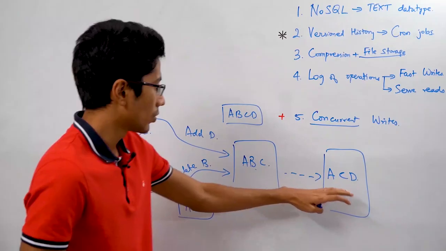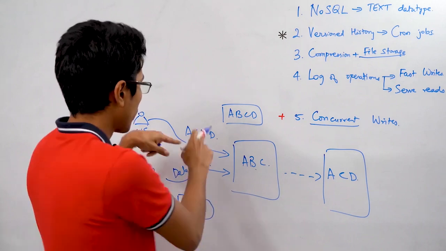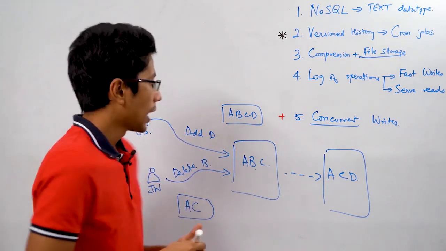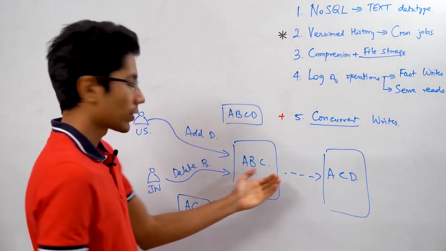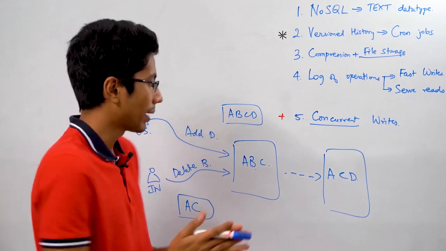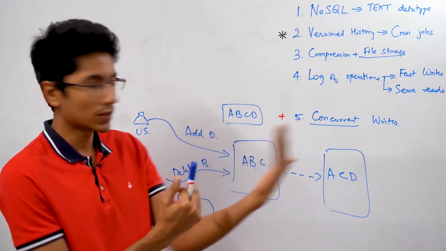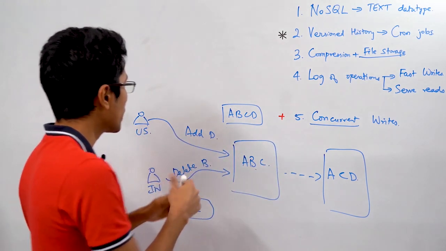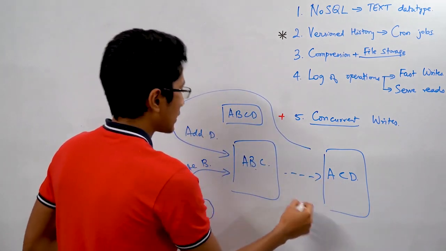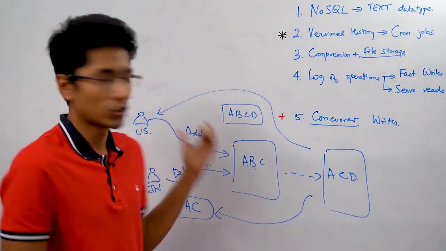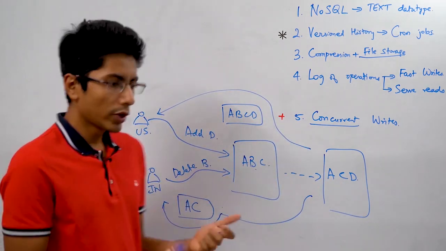But the problem is these operations might reach in any order, and you have to make sure that after a certain period of time, we are not sure when, it might be eventually consistent, but it has to be consistent. Both the users have to be served this document of ACD so that they're aware of these two changes that have been made. How do we go about this?